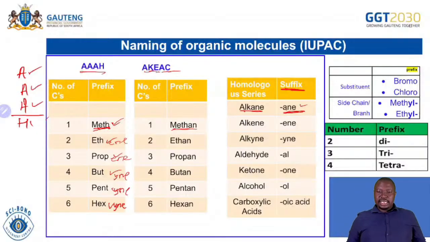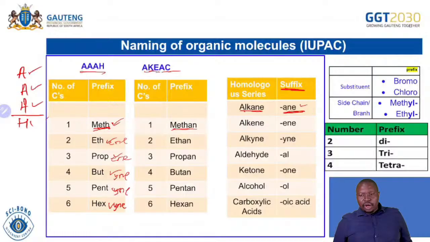It's very important that you don't just write pentene. You tell us where the double bond is. If the double bond is in carbon number 1, you'll say pent-1-ene, and then hex-1-ene or hex-2-ene, in that way that you do it.